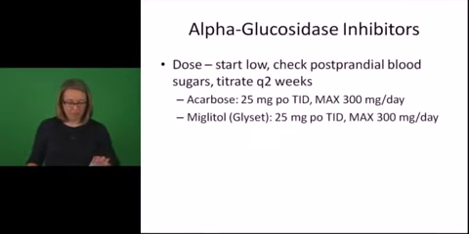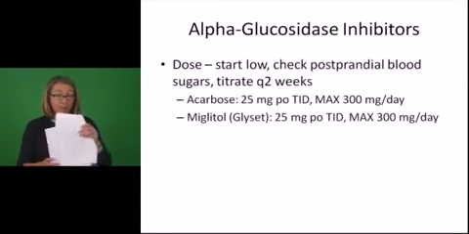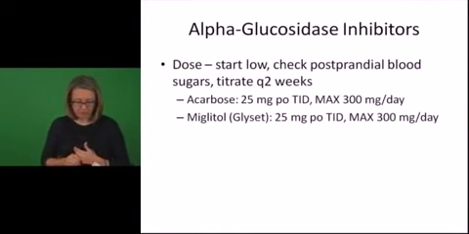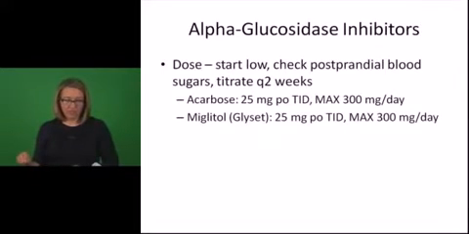So like I mentioned previously, you want to start low on the dose. You want to check postprandial blood sugars to see the effect. And you want to wait at least 2 weeks before you're titrating. So acarbose, 25 milligrams 3 times a day is a starting dose. I would recommend a patient start 25 milligrams once a day with the biggest meal of the day and take that for a week until they're feeling okay.